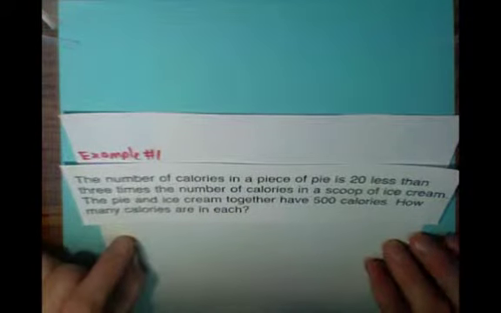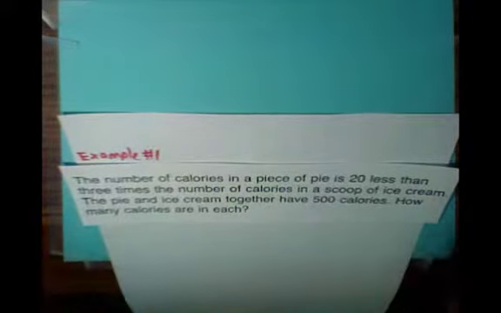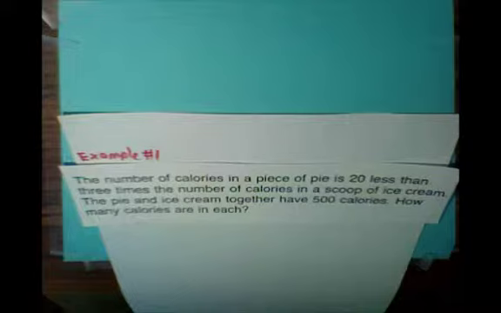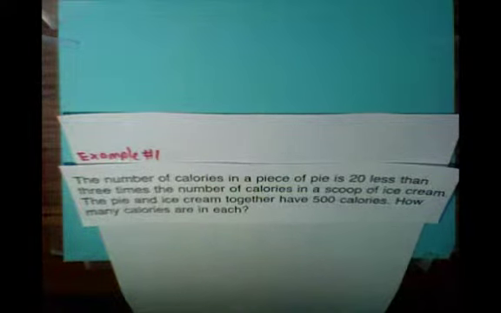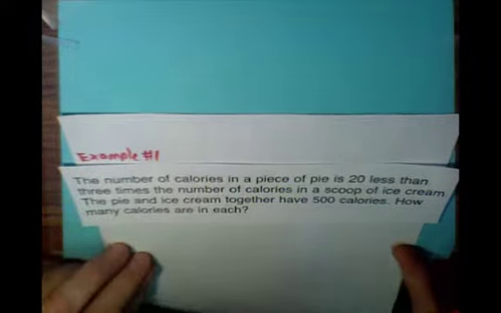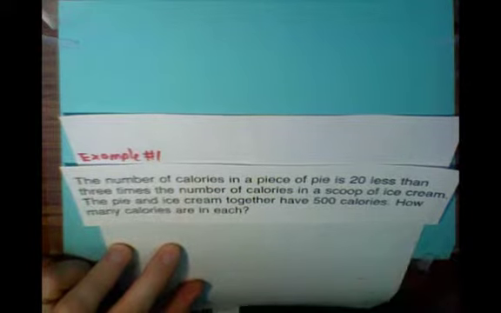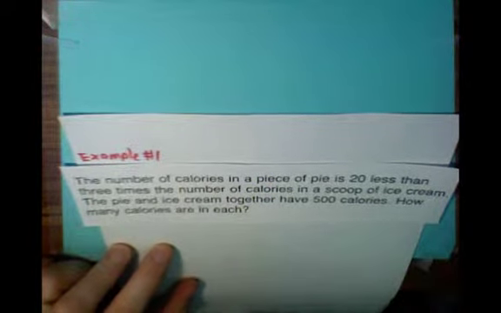Our first example talks about calories in pie versus calories in ice cream. The number of calories in a piece of pie is 20 less than 3 times the number of calories in a scoop of ice cream. The pie and the ice cream together have 500 calories. How many calories are in each?